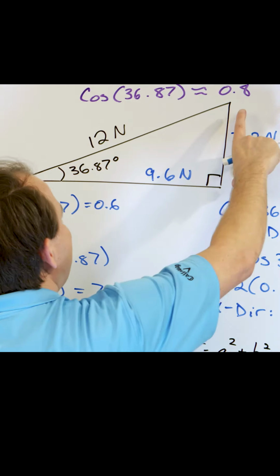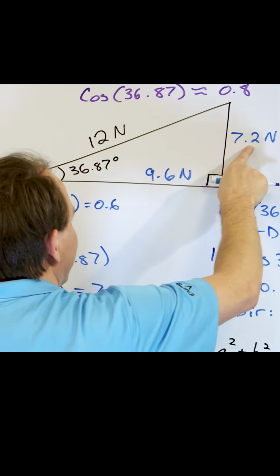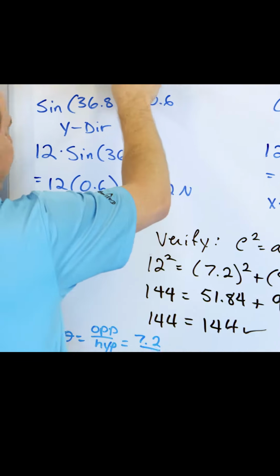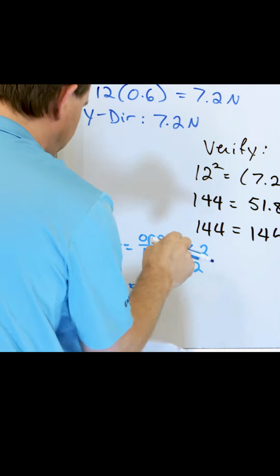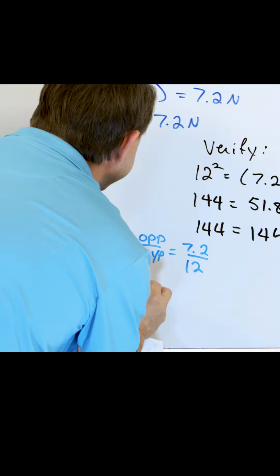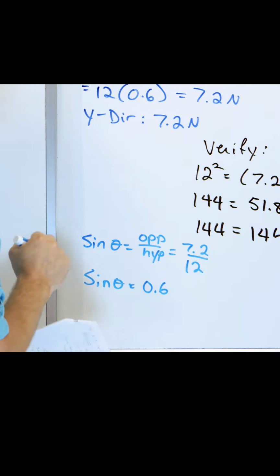But in this triangle, the opposite to this angle is 7.2 newtons. The hypotenuse is 12 newtons. So the sine of the angle that we get when we divide 7.2 by 12, we get, what do you think, 0.6. That's what we already know the sine of it is.